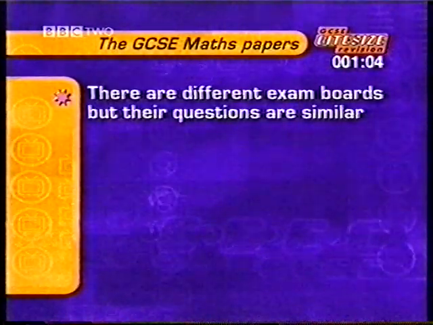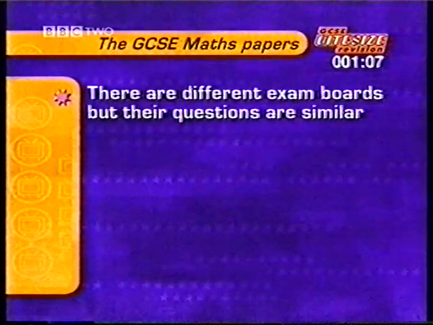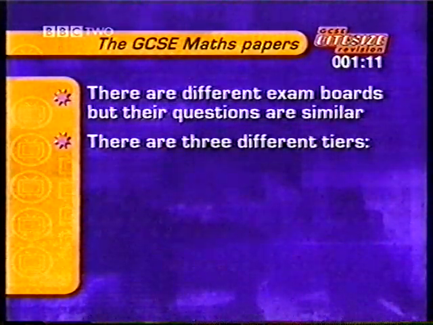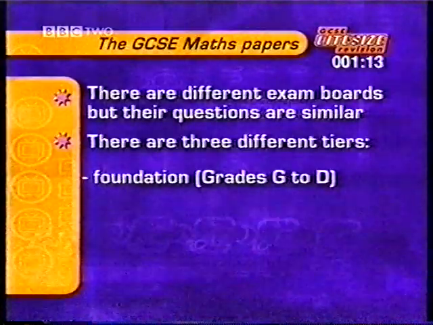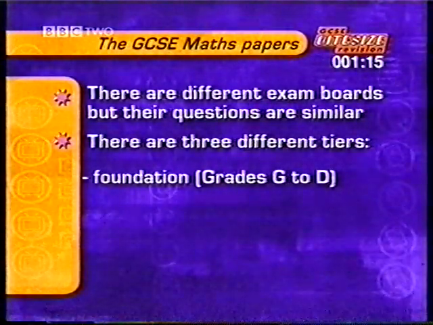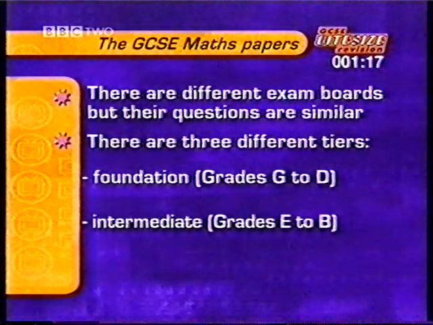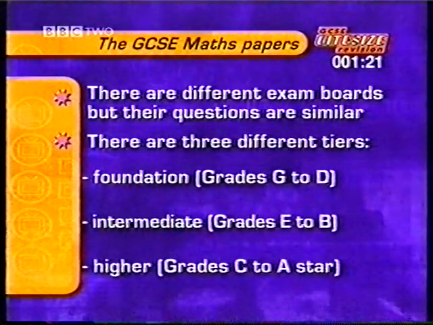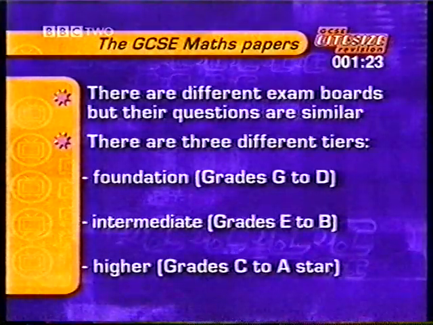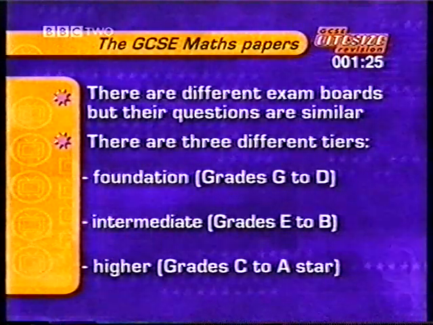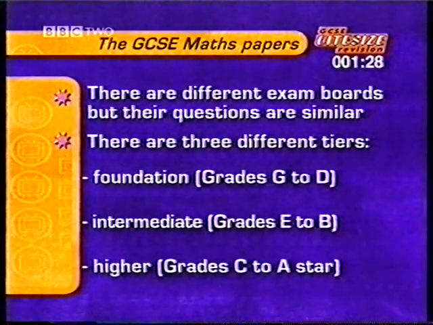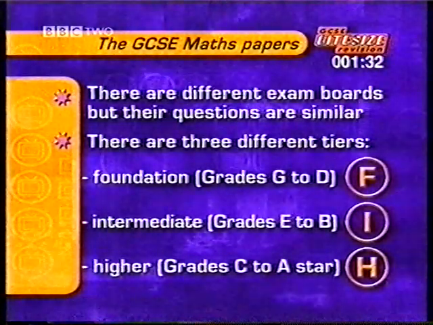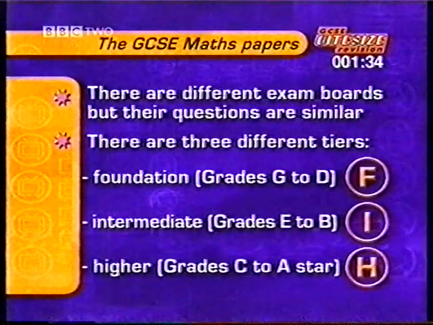There are many different exam boards, but their questions are similar. Maths papers are set at 3 different levels or tiers. If you do the foundation level paper, you can get grades G to D. If you do the intermediate paper, you can get grades E to B, and the higher tier paper covers grades C to A star. Your teacher should have discussed with you which paper is best for you to go in for. During the programme, watch out for the icons which show the levels we're dealing with.